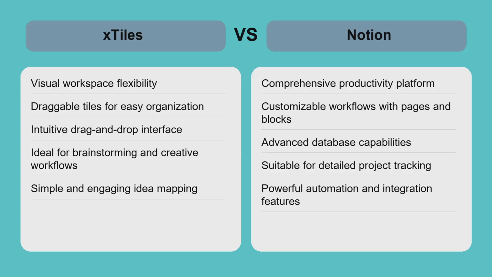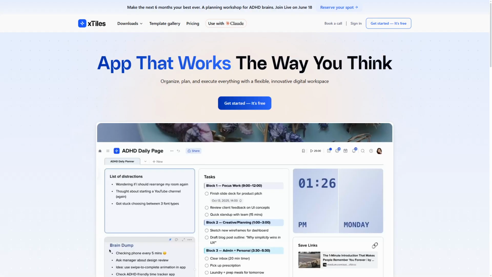Choose xTiles if your workflow benefits from a visual, drag-and-drop interface focused on creative planning and spatial organization without complex database needs. Opt for Notion if you require a powerful, all-in-one workspace with advanced database features and customization. It's ideal for managing detailed projects and data at scale. Both apps excel in different areas, so select the one that aligns best with how you organize and collaborate.